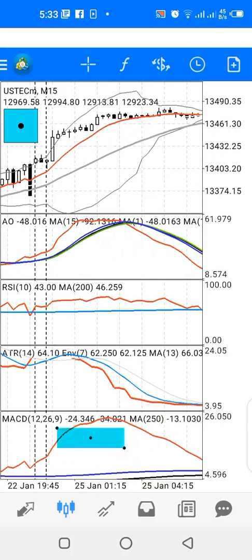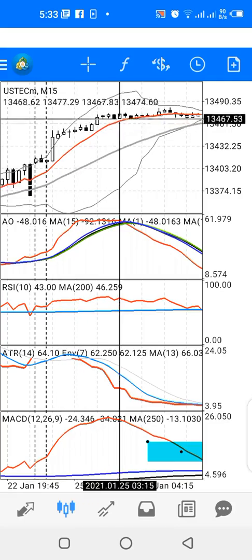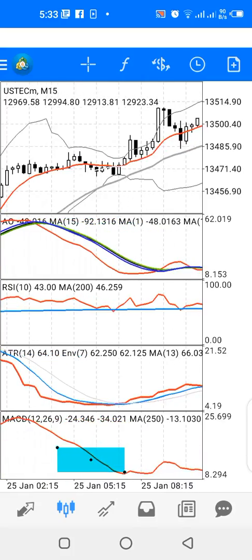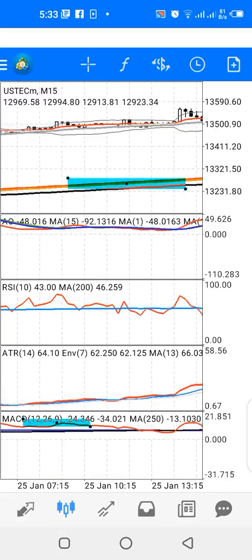Look for buy opportunities. Let's see what's happening on the main chart. Price rose up to this point. Still look for buy opportunities as long as the red line stays above the blue and the black.